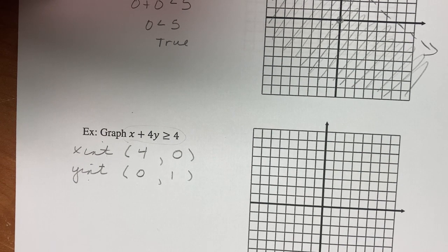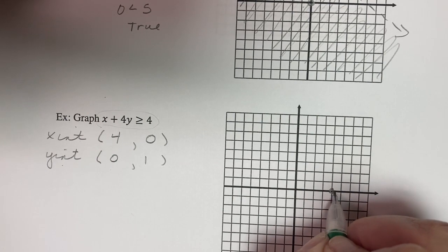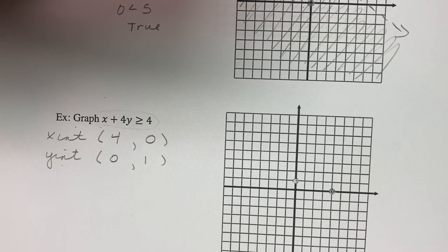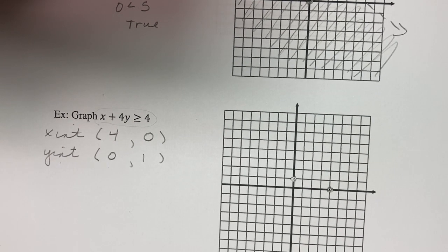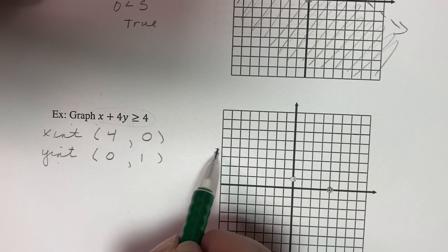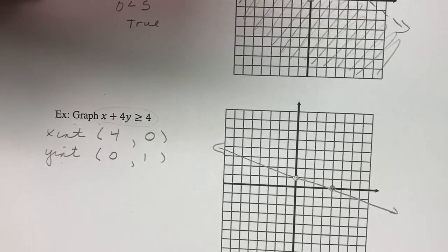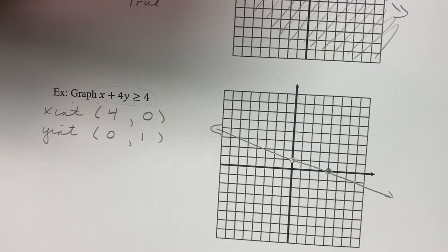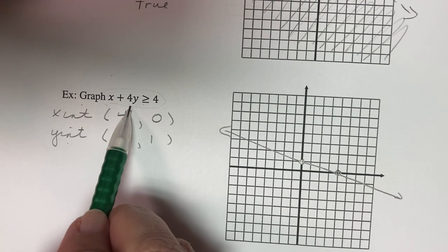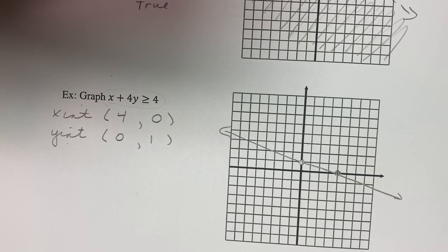Once you find the x-intercept and the y-intercept, you can just go ahead and plot those points. There's (4, 0), and there's (0, 1). And now I'm going to graph the line that passes through those 2 points. First of all, because there's an equal to, it's not going to be dashed, it's going to be solid. So I'm going to graph it as a solid line. And again, if you want to take time and put this into slope-intercept form and graph it the same way we did our first example, you're going to get the exact same line.